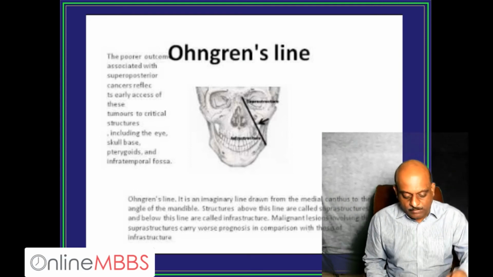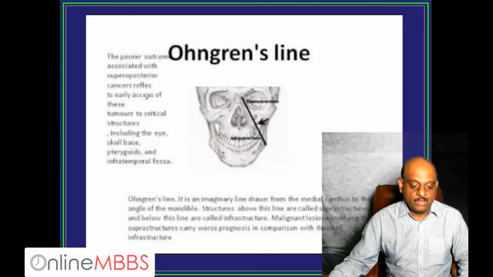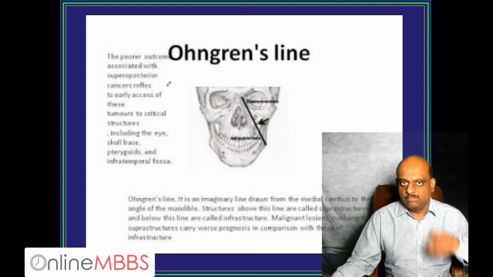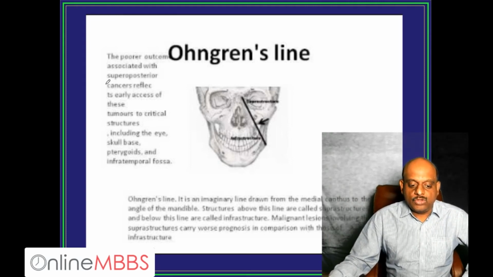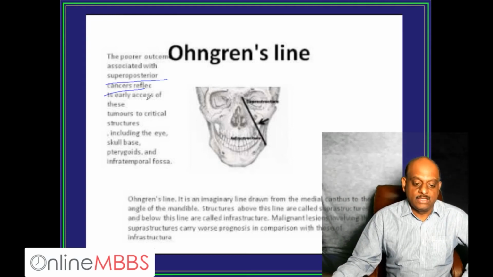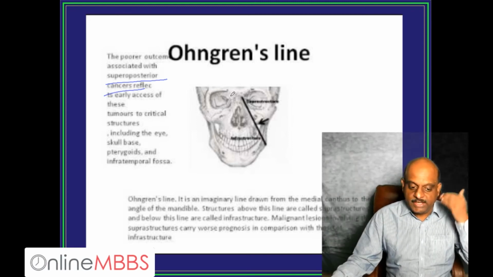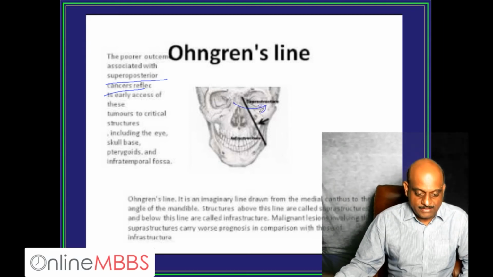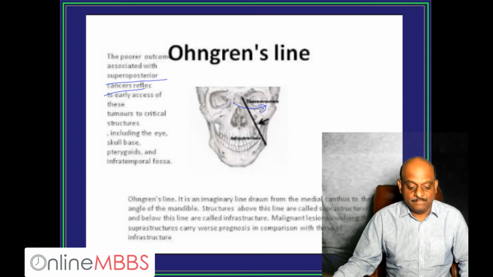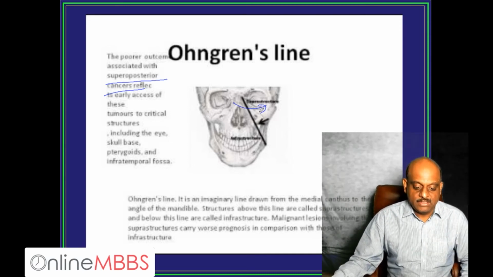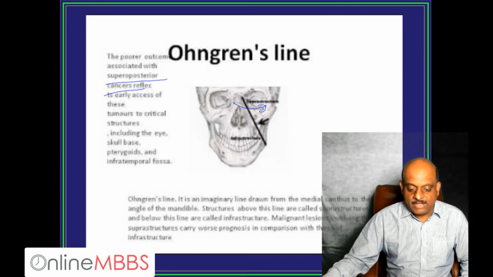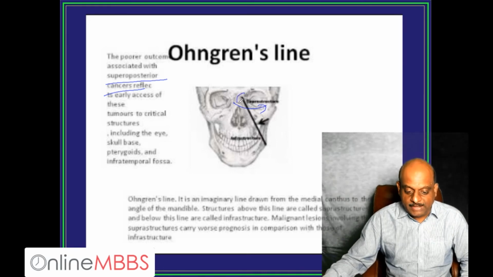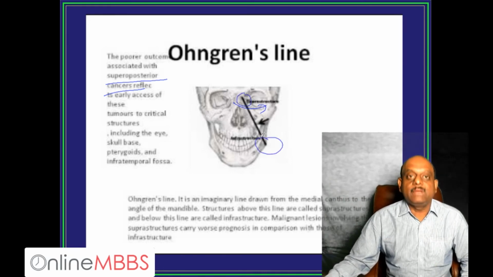Okay, a couple of comments on Ongren's line. Typically, whenever there is any cancer in the maxillary sinus, those cancers which are in the superior posterior aspect can easily invade into the eye, the base of the skull and also the pterygoids. So Ongren's line is that imaginary line which is drawn from the medial canthus to the angle of the mandible.